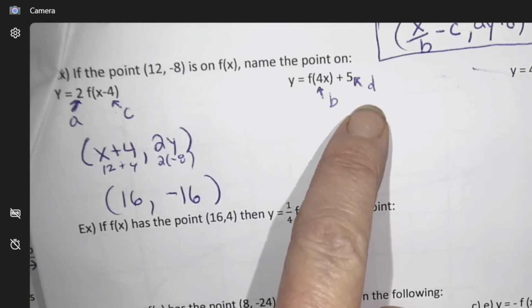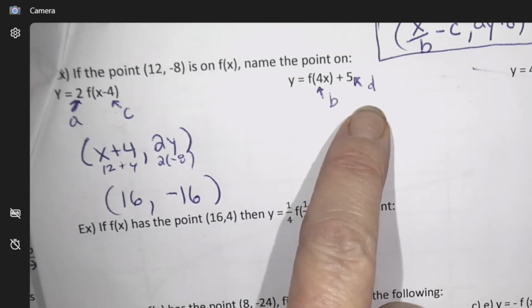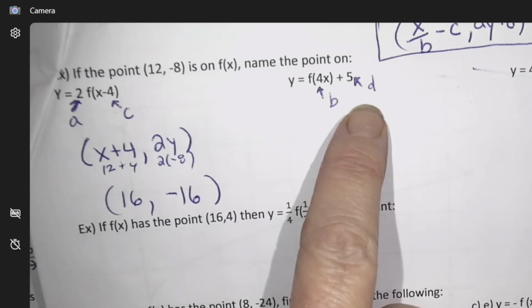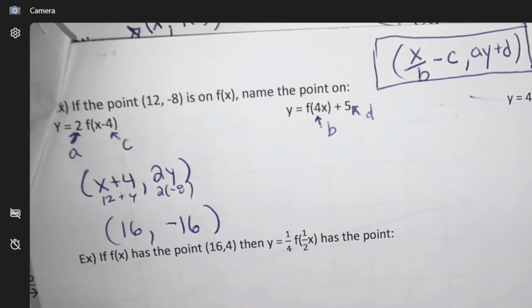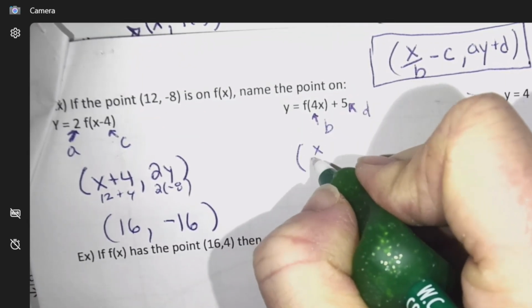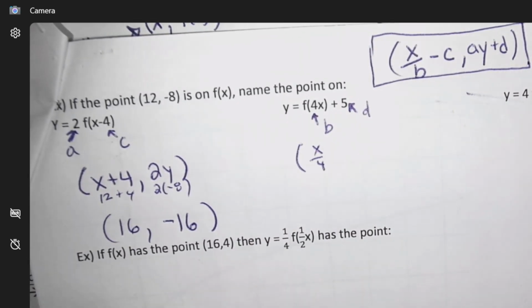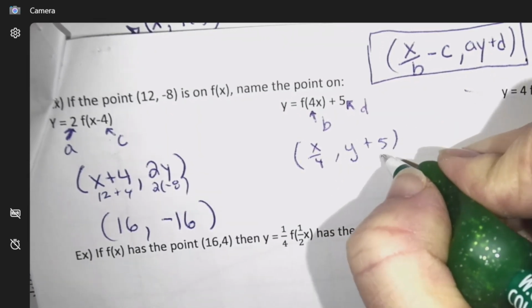Up. It's a D. It's a Y stuff. You guys were all doing C's on that, weren't you? A D. Okay. So what is my formula going to be? I'm going to have to do a divide by 4, compression. And then here I would have to do an add 5.